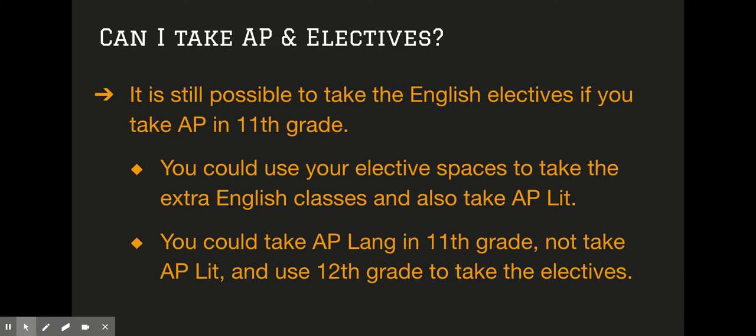A lot of times students are really stressed out and worried that if they don't take AP in 10th grade, they won't be able to take elective classes like Cat's Eye or Page to Stage or Art of Persuasion. You can take these classes. In fact, you might take them in 12th grade. You might choose to take them as your elective spaces. So maybe they're only half credit classes. Maybe you take one as an elective space in your senior year.